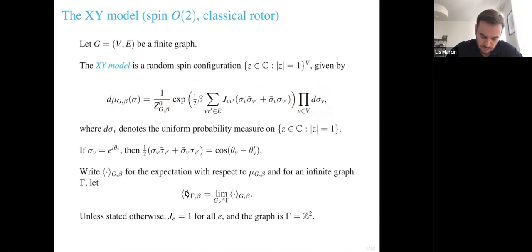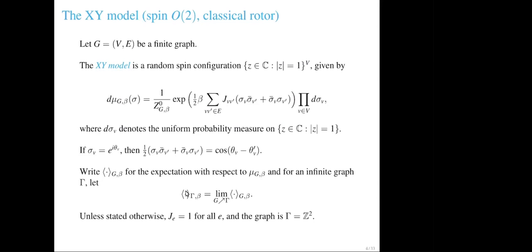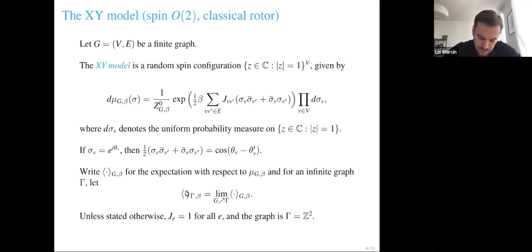And the Hamiltonian is given by the following sum. We sum over all edges in our graph. And then there is a coupling constant J, which will be positive. And in most of the cases, it's just equal to 1 in our discussion. And then we have sigma_v times sigma-bar_w, where bar is the complex conjugate. And the second term is the complex conjugate of that. So that's the Hamiltonian. And then we have a partition function, which renormalizes the probability measure.